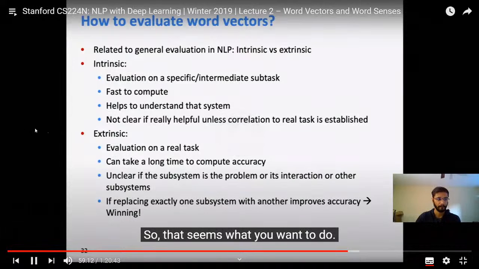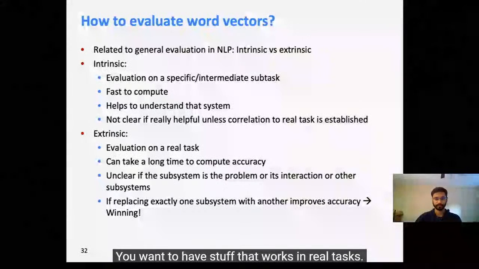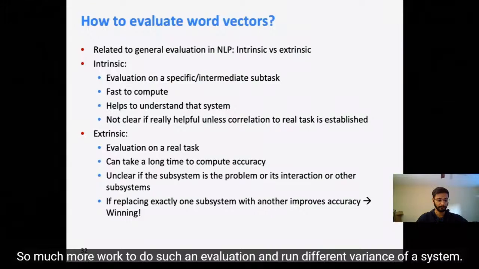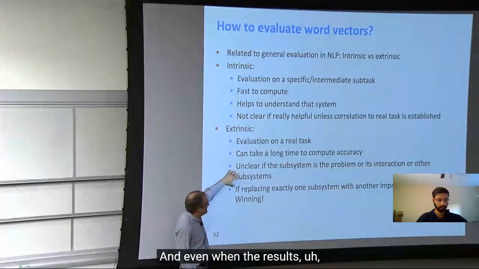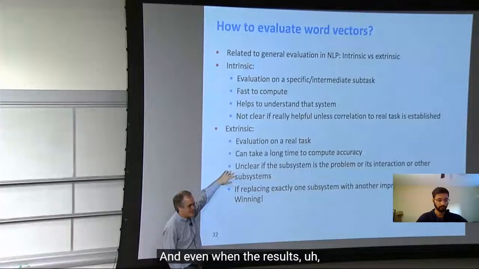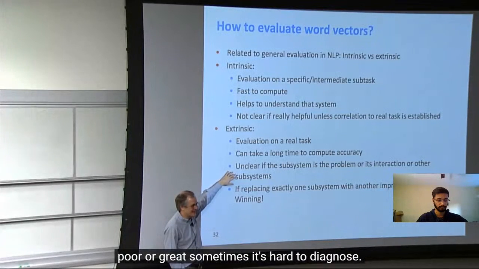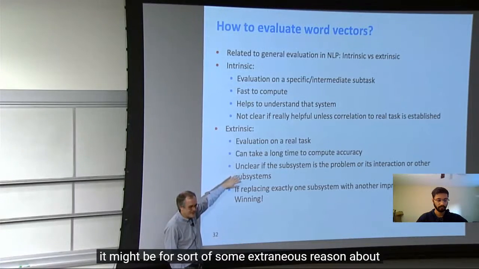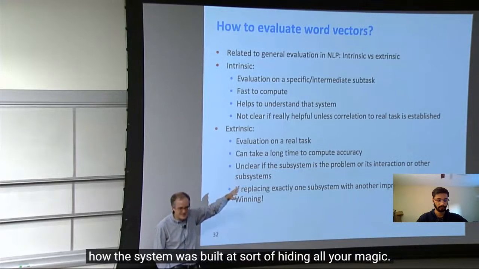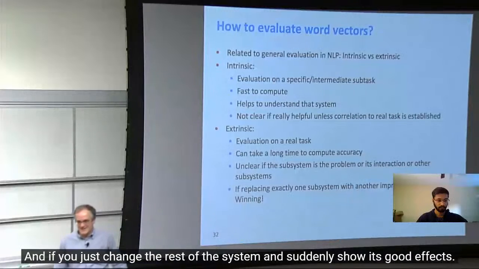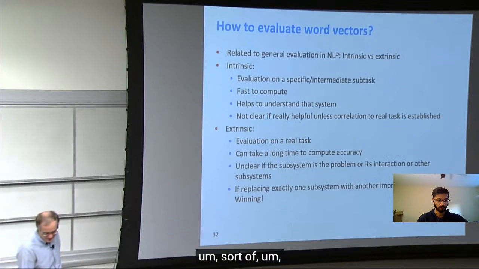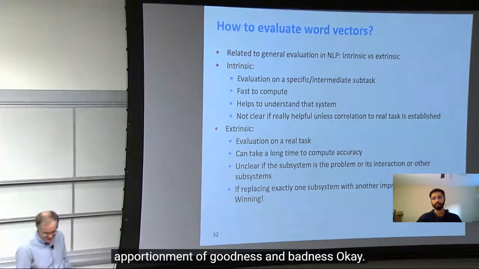Let's continue. You want to have stuff that works in real tasks. Of course, on the other hand, a lot of things are a lot harder then. So it's much more work to do such an evaluation and to run different variants of a system. And even when the results are poor or great, sometimes it's hard to diagnose. If your great new word vectors don't work better in the system, it might be for some extraneous reason about how the system was built. It's sort of hiding all your magic, and if you just change the rest of the system, it would suddenly show its good effects. So it's kind of hard to do apportionment of goodness and badness.